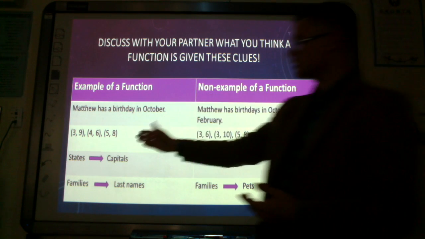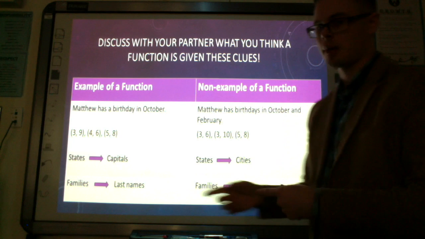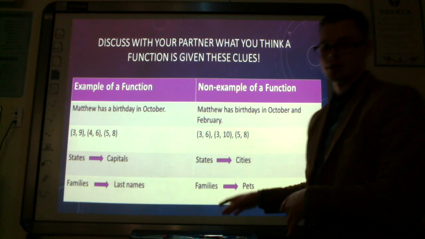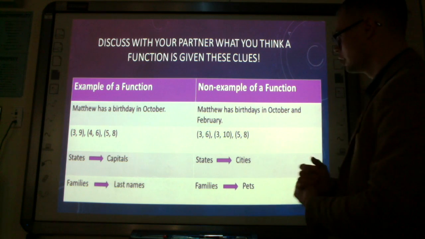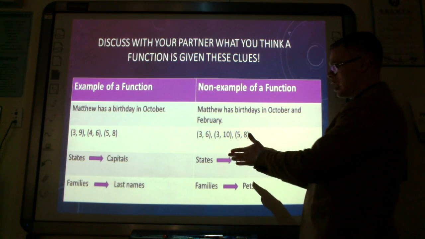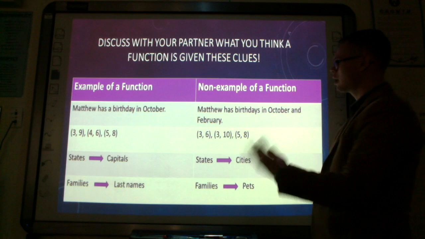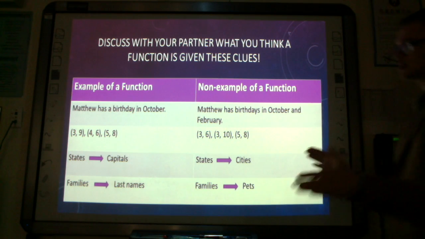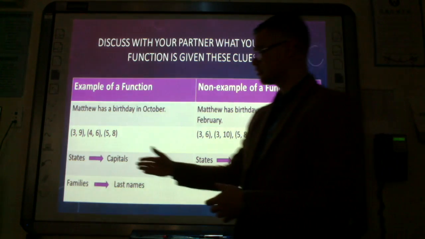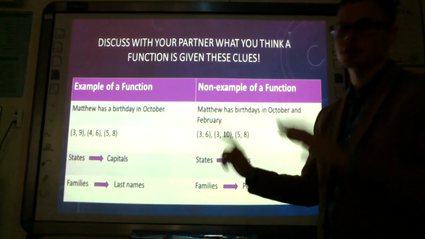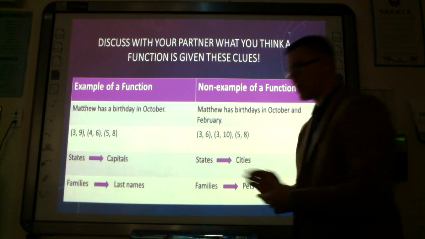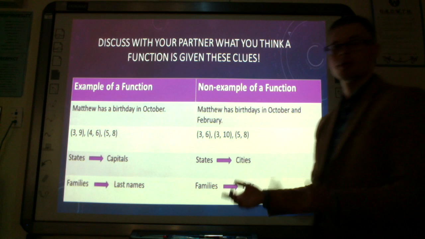Now we have states to capitals. That's a function, because every state has one capital. I'll give you a hint for that one too. Now, states to cities, that is not a function. Think about that real quick. How about families to last names also? Do families have more than one last name or usually one last name? Same thing. Non-example, families to pets. Can we have more than one pet? I don't know.